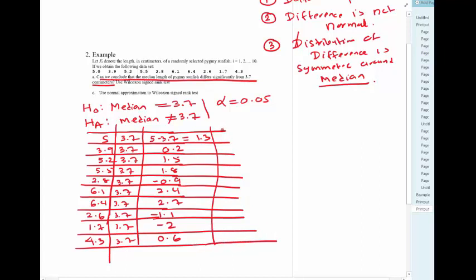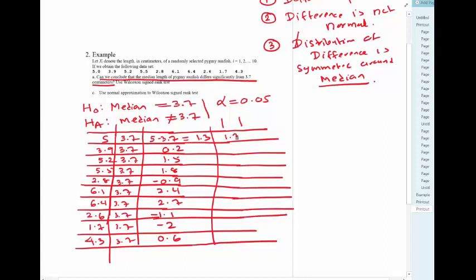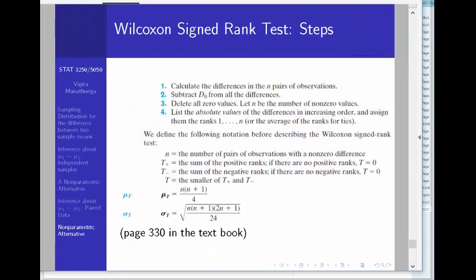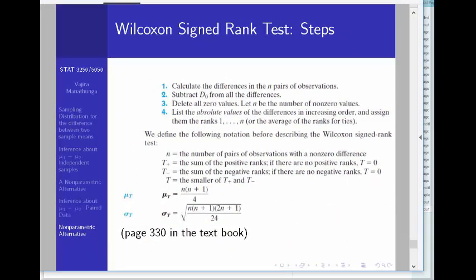So now what I do, I take the absolute values of these differences, because some of these differences are negative. Okay, so I have 1.3, 0.2, 1.5, 1.8, 0.9, 2.4, 2.7, 1.1, 2, 0.6. Now if you are wondering what the steps are, please go to this slide and read it. It contains all the necessary steps.